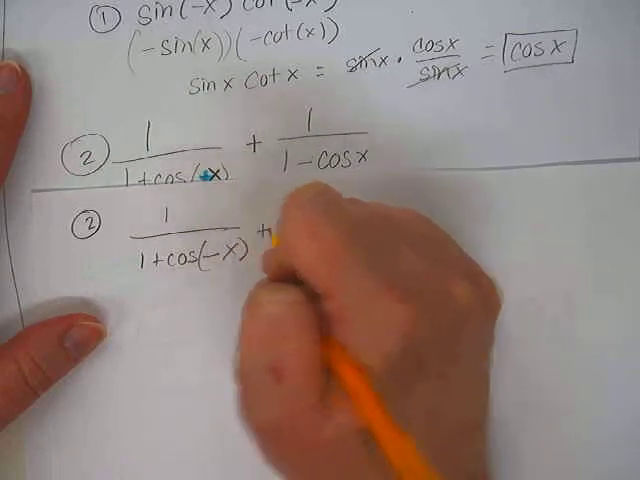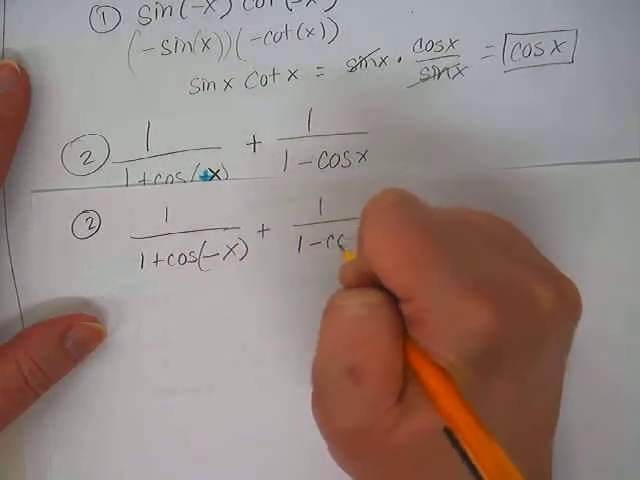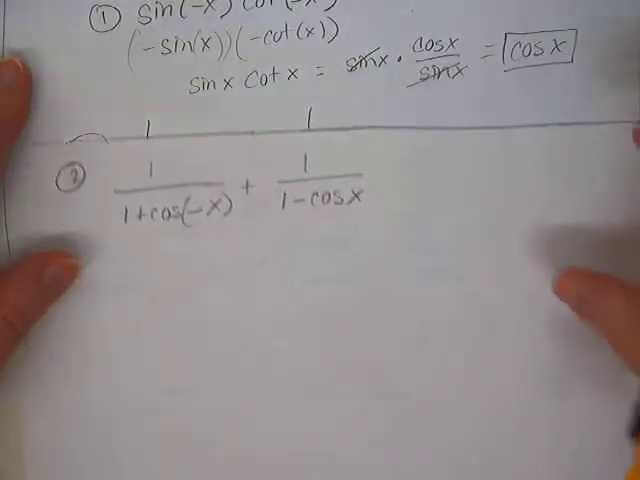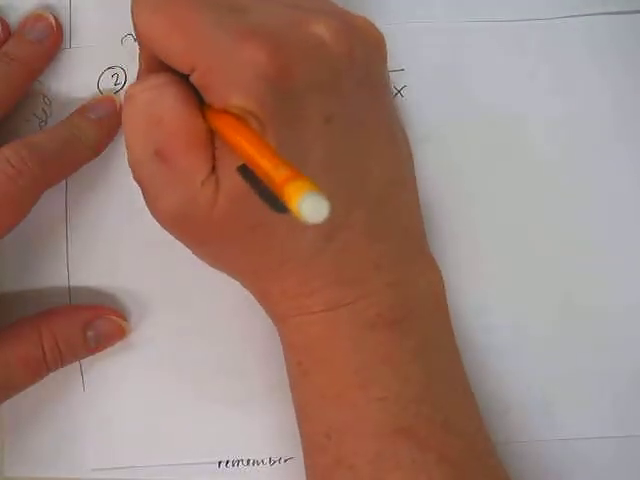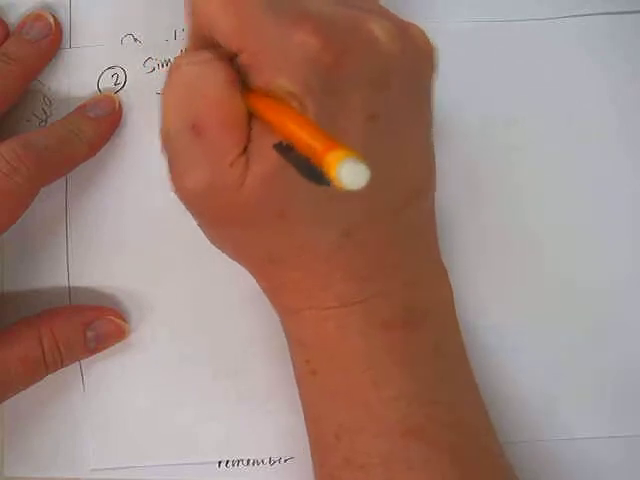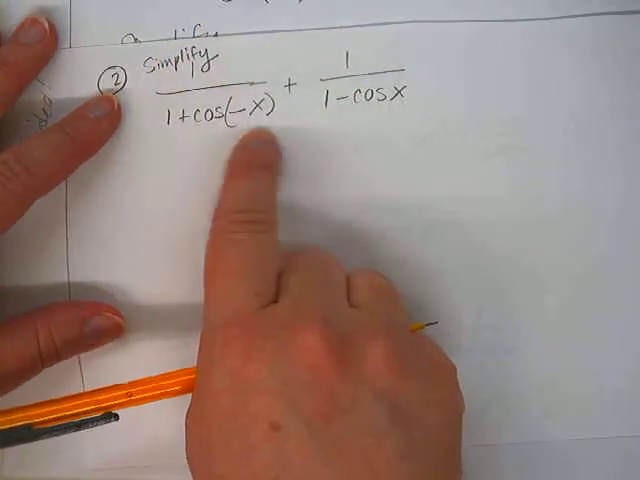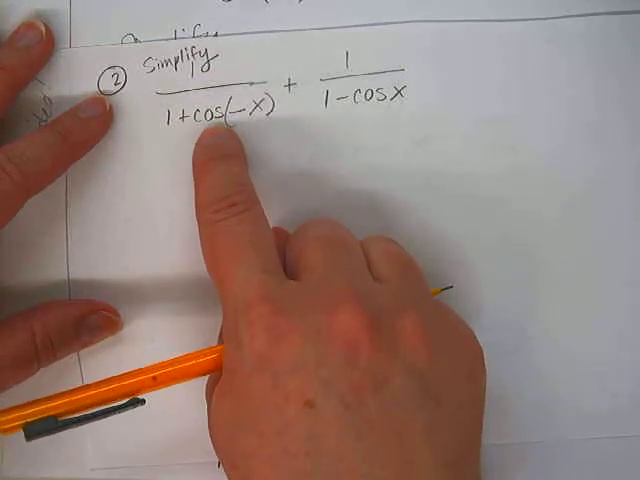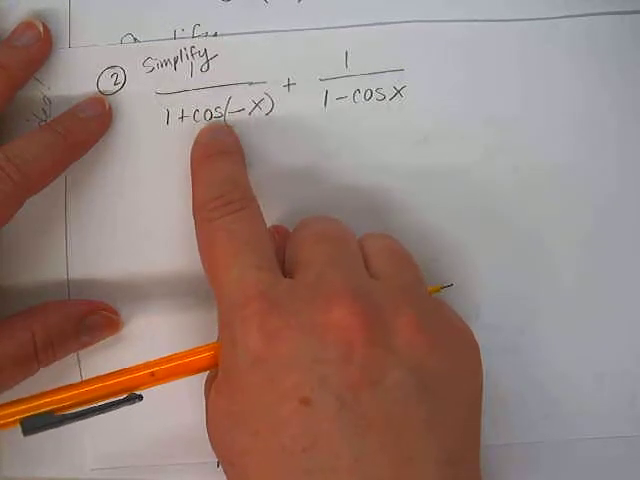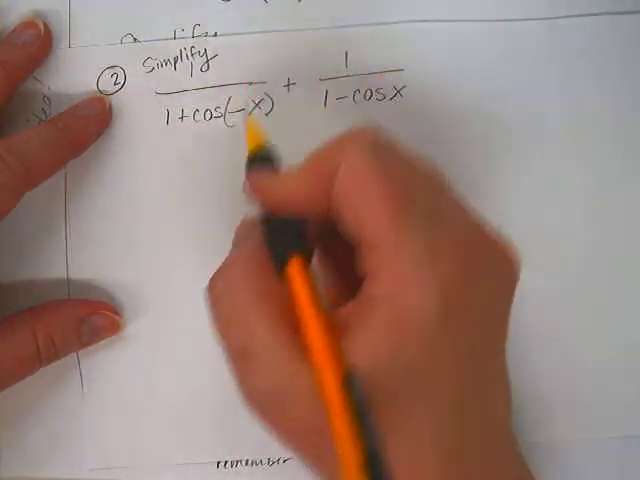Example number 2. I have 1/(1 + cos(-x)) + 1/(1 - cos x). Let's simplify this. Okay. First step is to look at the odd and even functions and determine what the odd and even functions tell us about this situation here.